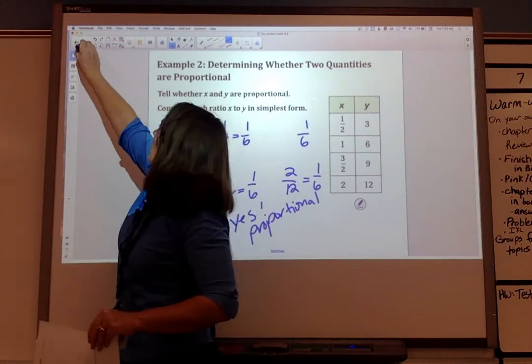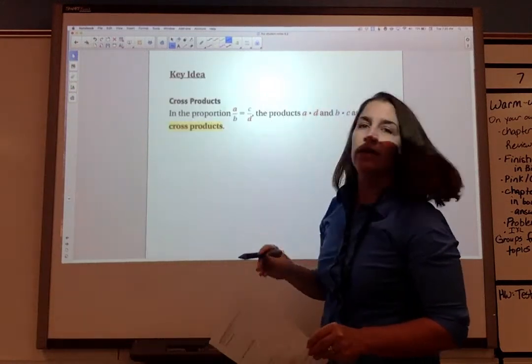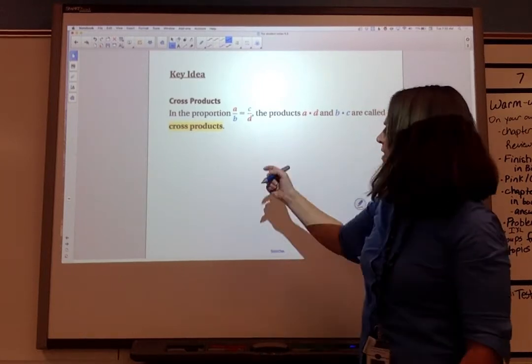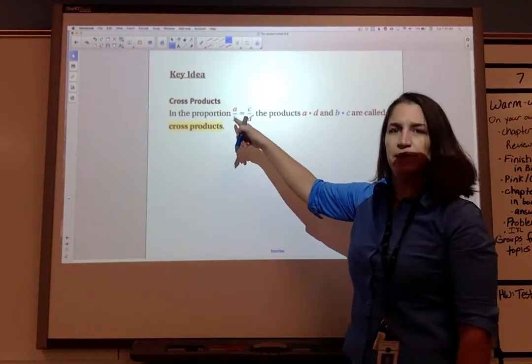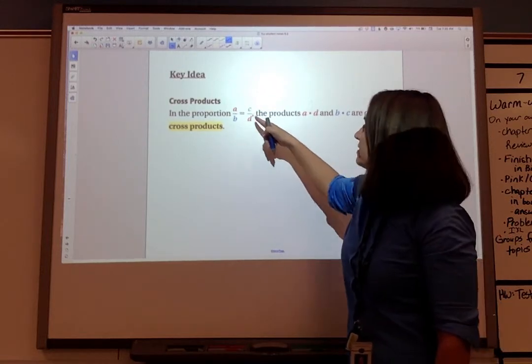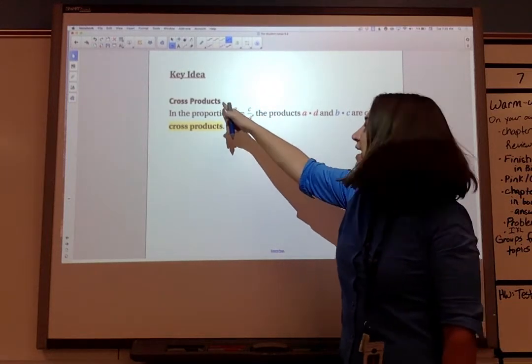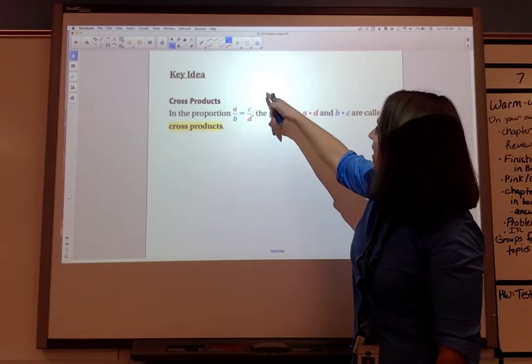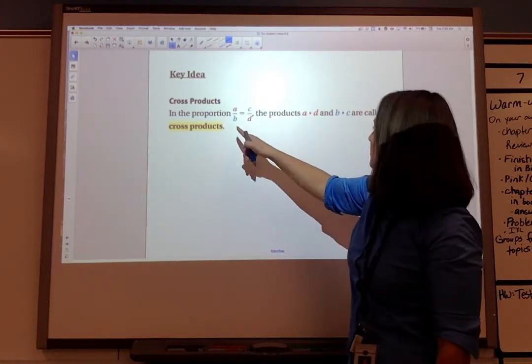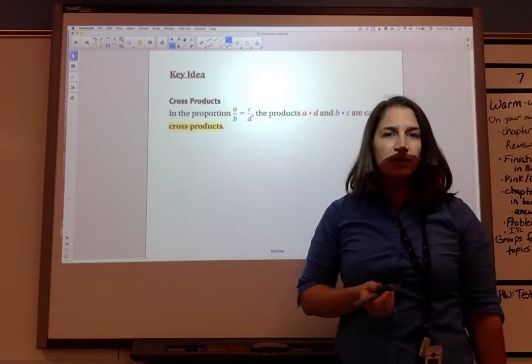Okay, let's take a look at one more key idea, and that's the cross products property. In the proportion A over B equals C over D, the products that are diagonal from each other, A and D and C and B, A times D and C times B, are called cross products.